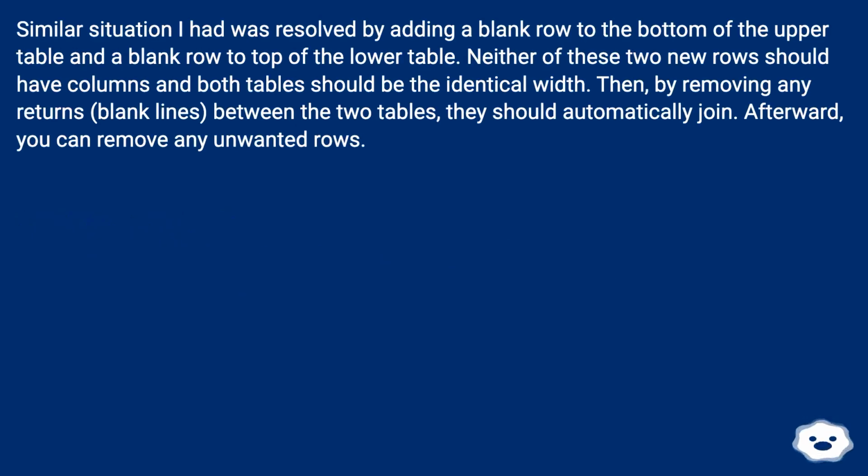A similar situation I had was resolved by adding a blank row to the bottom of the upper table and a blank row to the top of the lower table. Neither of these two new rows should have columns, and both tables should be the identical width. Then, by removing any returns, blank lines, between the two tables, they should automatically join. Afterward, you can remove any unwanted rows.